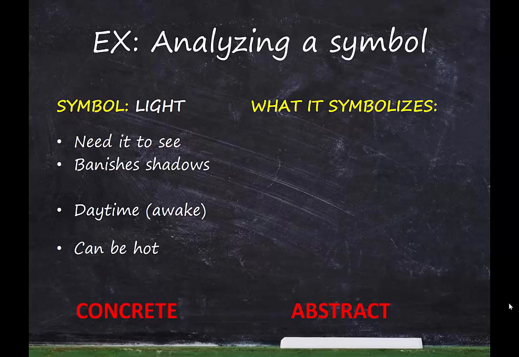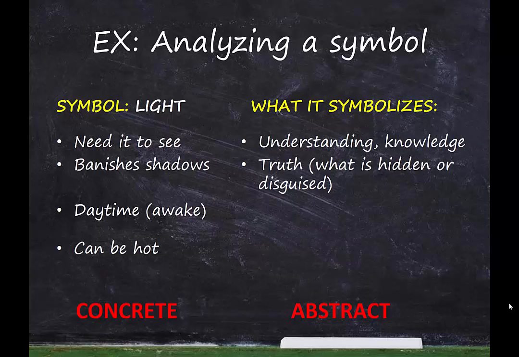Let's start with our first characteristic of light, that we need it in order to see. If we aren't talking about literal sight, then what are we talking about? Figurative sight would be understanding or knowledge. Think about what you say when you suddenly understand something. Oh, I see. What about the next one? Light banishes shadows. So if light is understanding, shadows would be the opposite, lack of understanding. That means that light brings out truth. It helps us to see what used to be hidden or disguised in the shadows of secrecy or ignorance.